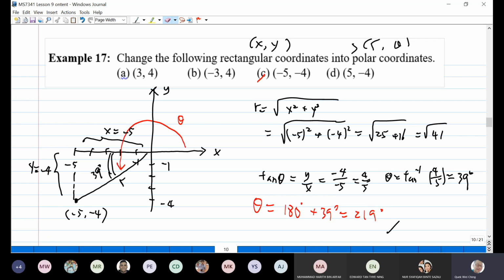Okay, then example 17 part D, right? Go on this page to do example 17 part D.